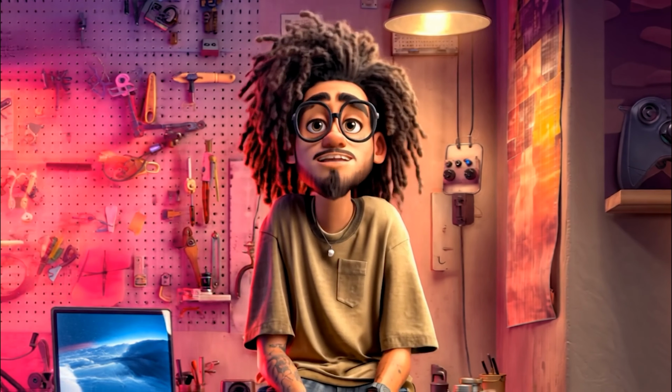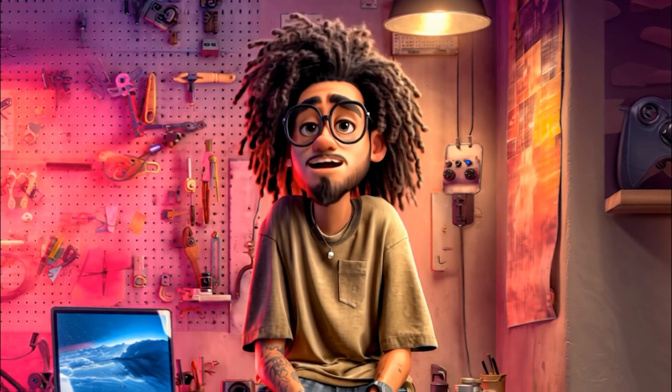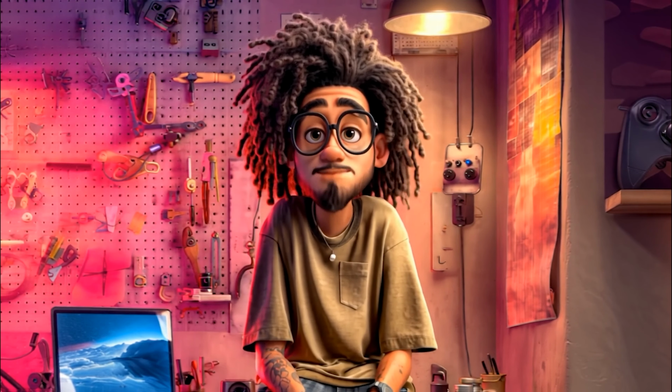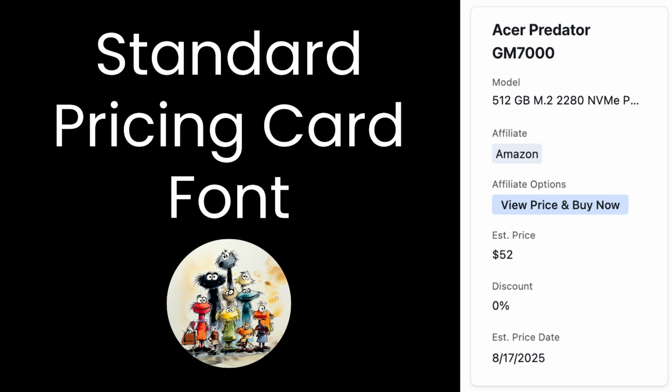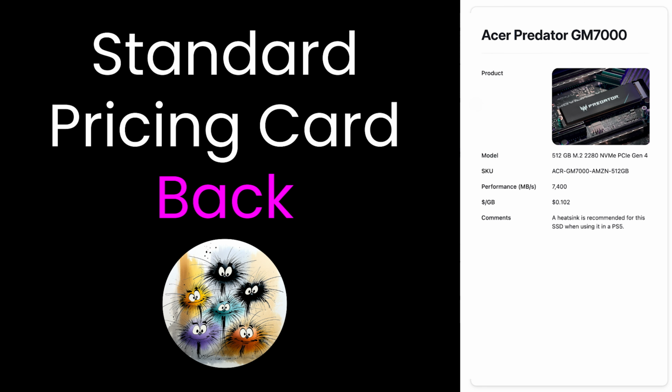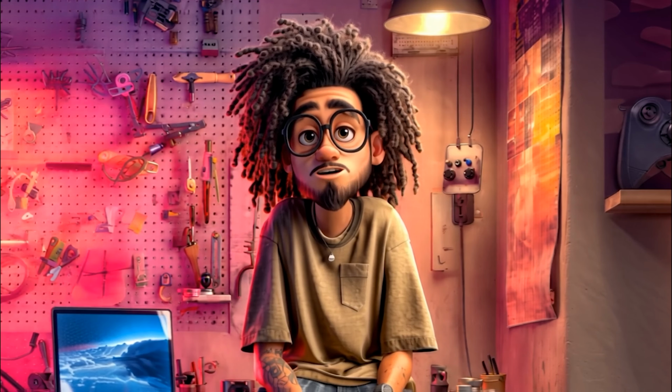Alright, let me break expanded pricing down. Every price card has two sides except expanded. Front side shows the basics, your key pricing info and whatnot. Flip it and you get all the detailed stuff. Product pick, model numbers, SKU, performance specs, price per gig, comments, the whole 9 yards.